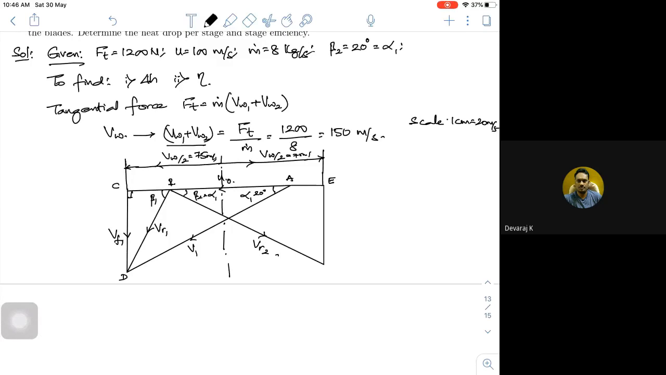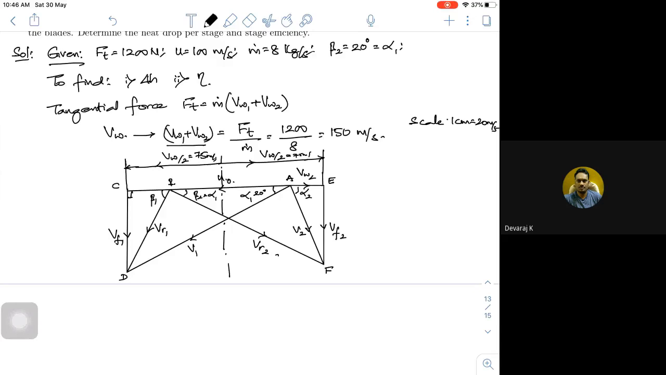So I got the point E. Now once you get the point, you call that as F. Now join A to F. If you get it, I'll be getting your alpha 2. I can measure and get your VF2 and your VW2. This is how you are supposed to get this particular problem. I should be able to get it using the graphical method.